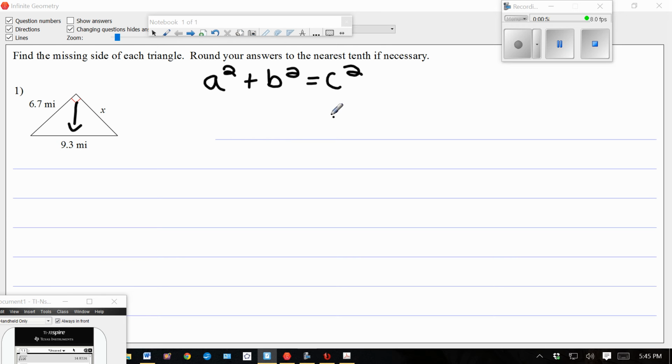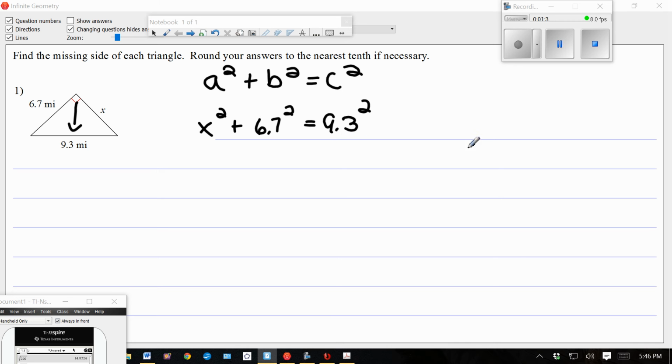So I'm going to replace c with 9.3 and square it. A I can replace with 6.7 if I want, or I can replace it with x. I'm going to replace it with x. I'll square it. B now I have to replace with 6.7, and I square it. So the Pythagorean theorem in a nutshell tells me that x squared plus 6.7 squared, which is a leg, is going to equal 9.3 squared.